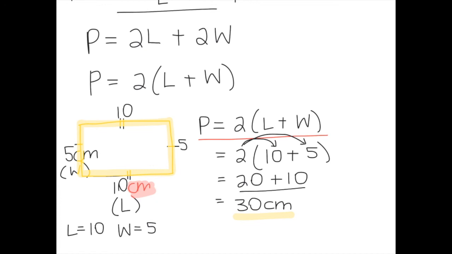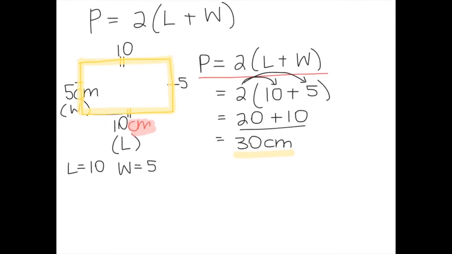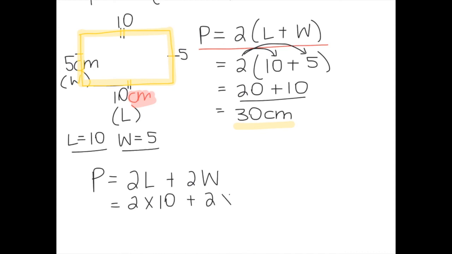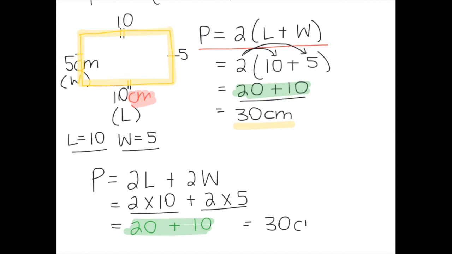If you had done it using this method up here, we'll work through the exact same rectangle using that formula. So I'll scroll down, and P equals 2L plus 2W. My length I know is 10, so 2 times 10 plus 2 times W. My width is 5, so 2 times 10 is 20, plus 2 times 5 is 10, which is looking an awful lot like what we had up here. So it's only really that second step that is at all different. You will end up with the same 20 plus 10 equals 30 centimeters.